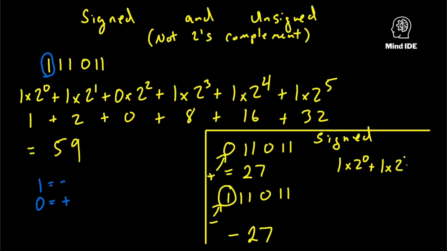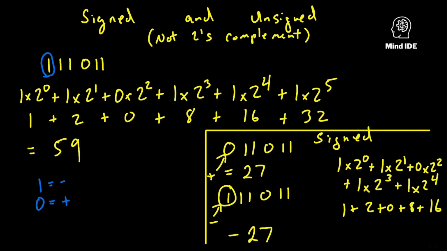which we saw how to do. Times 2 to the 2, 2 to the 3, 1 times 2 to the 4, which is 1 plus 2 plus 0 plus 8 plus 16, which is 10, 26, 27, yep, 27.